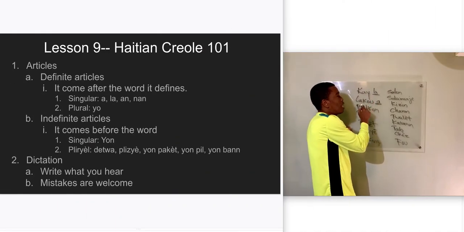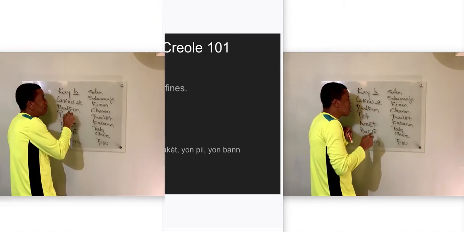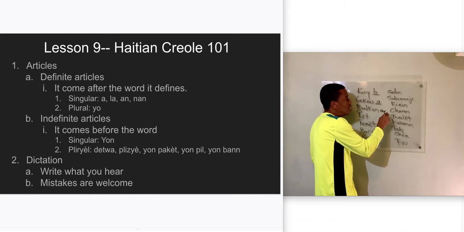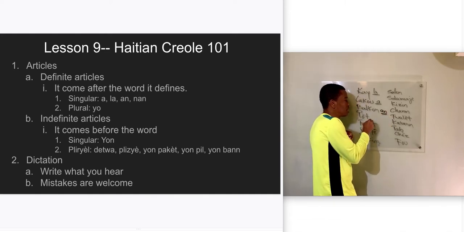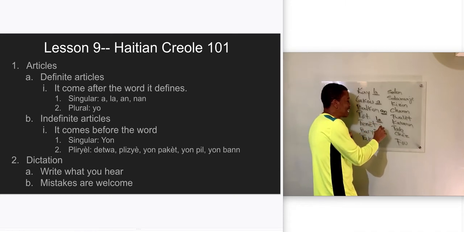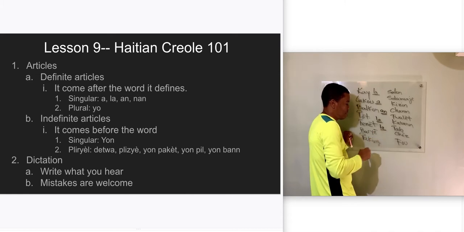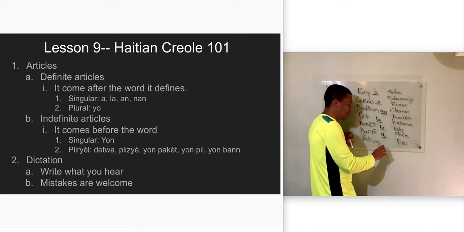Kai la, la cour, balcon. Balcon is balcony. Balcon un. Porte, porte la. Fenêtre, fenêtre la. Barrière, barrière la. Parking, parking no.